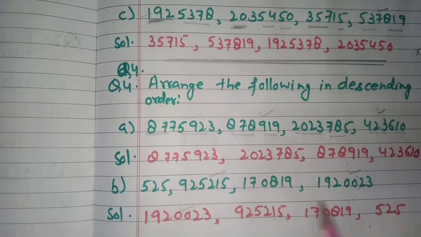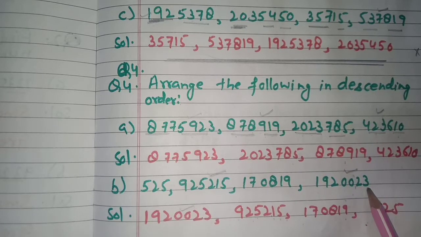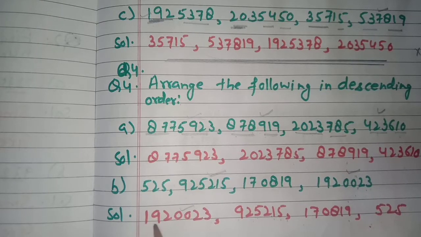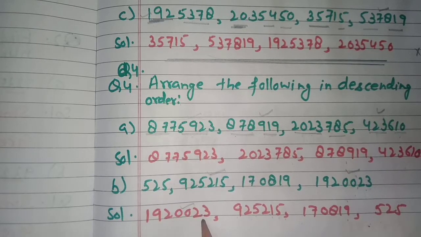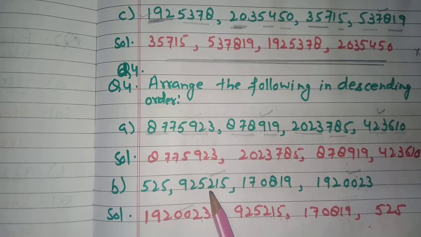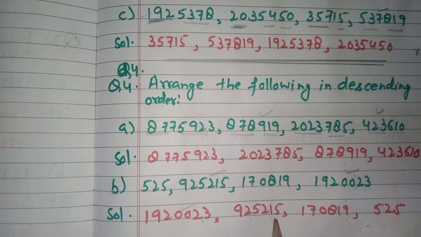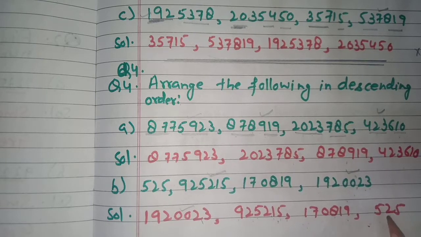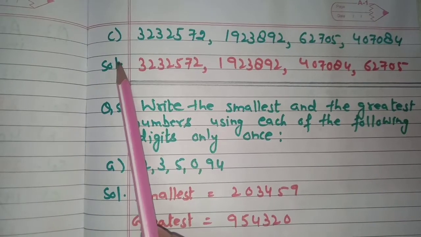Now the next one. So let us compare these numbers. So we can easily find that this one is the greatest one because this is having more number of digits. So 19,20,023 is the greatest one. Then comes the second one, that is 9,25,215. Then comes 1,70,819 and at last 525.